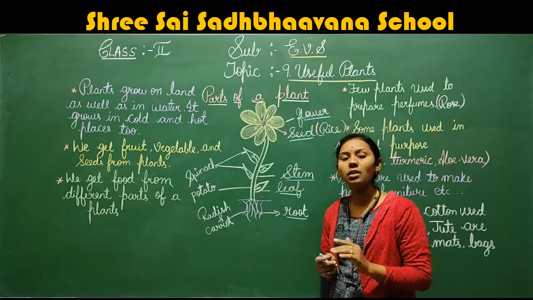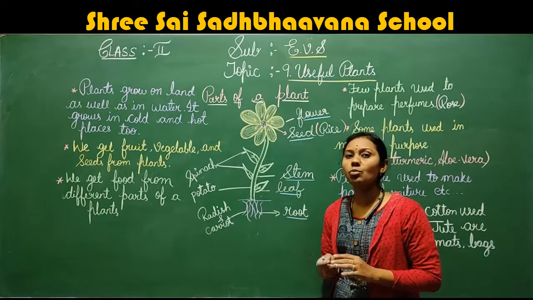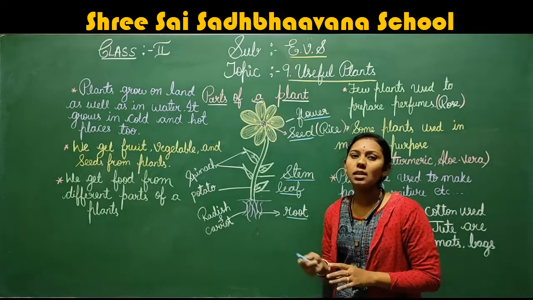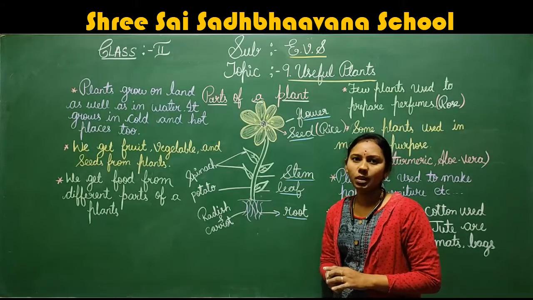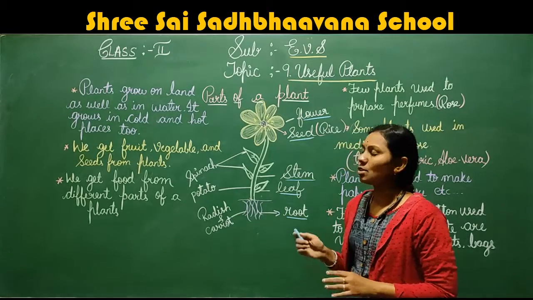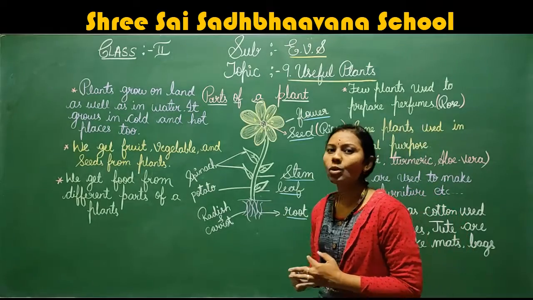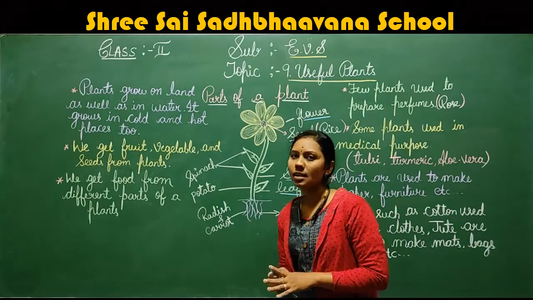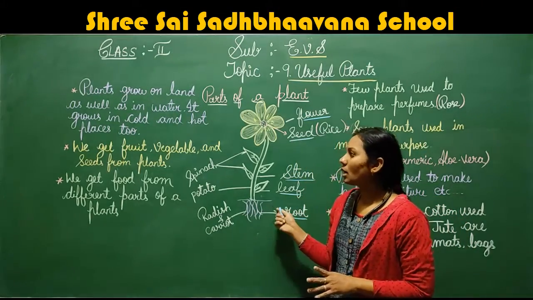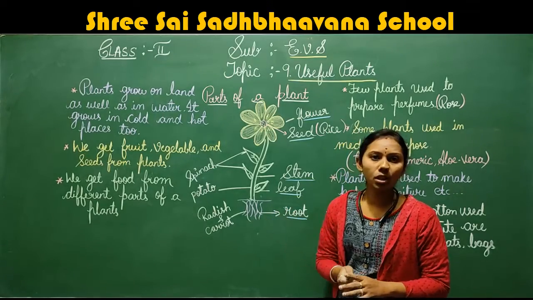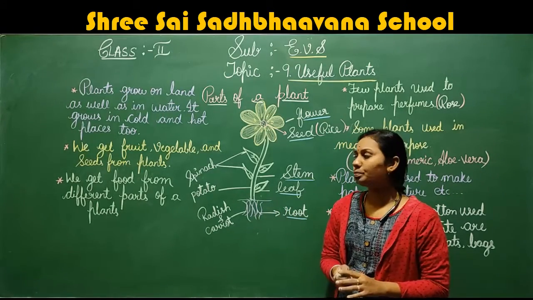If a plant needs to grow well, these are the four main things it requires to grow. Yes. Soil, air, water and sunlight. Keep in your mind, okay? As I told you, it grows on the land as well as in water.